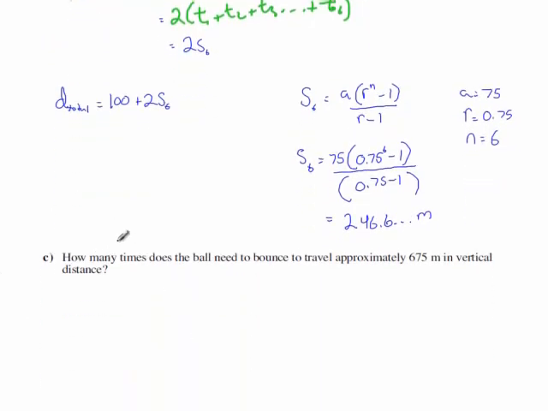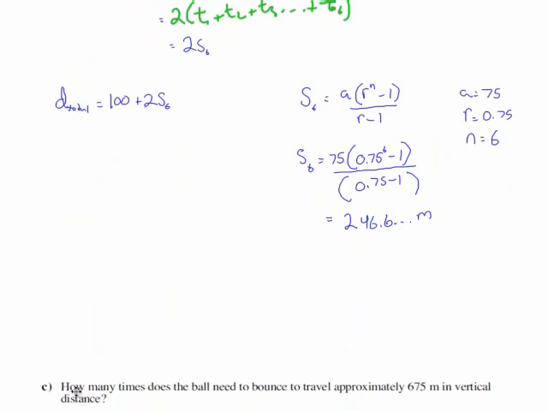Great. So now that you know S6, you can plug that into the formula that you found for the total distance. And you'll get total distance equals 100 plus 2 times, you found that S6 was 246.6.